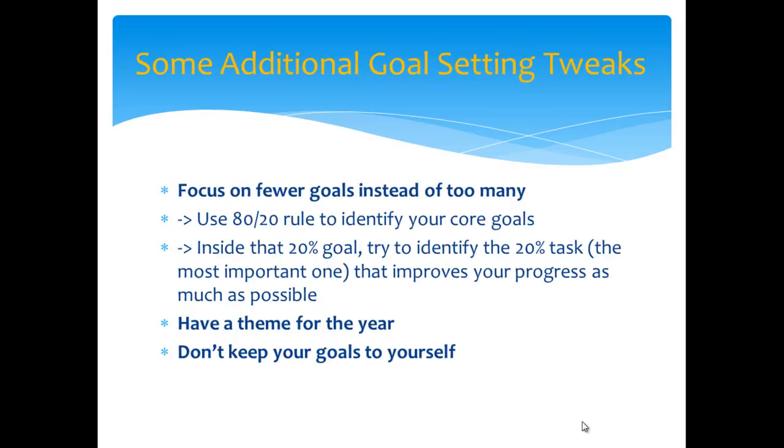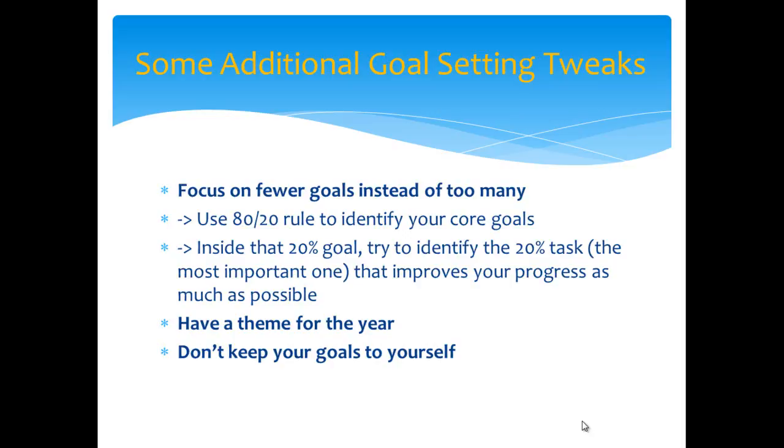And then I have some additional goal setting tips here. What you could do is that instead of having too many goals that you are trying to reach, try to have a certain set of goals, maybe 1 or 2 goals that you are able to achieve. And you could try to use the 80-20 rule to identify your core goals. And inside of those 20% goals, which equals those important goals, you try to identify certain 20% tasks, which equals the most important tasks, which in turn improves your progress considerably.